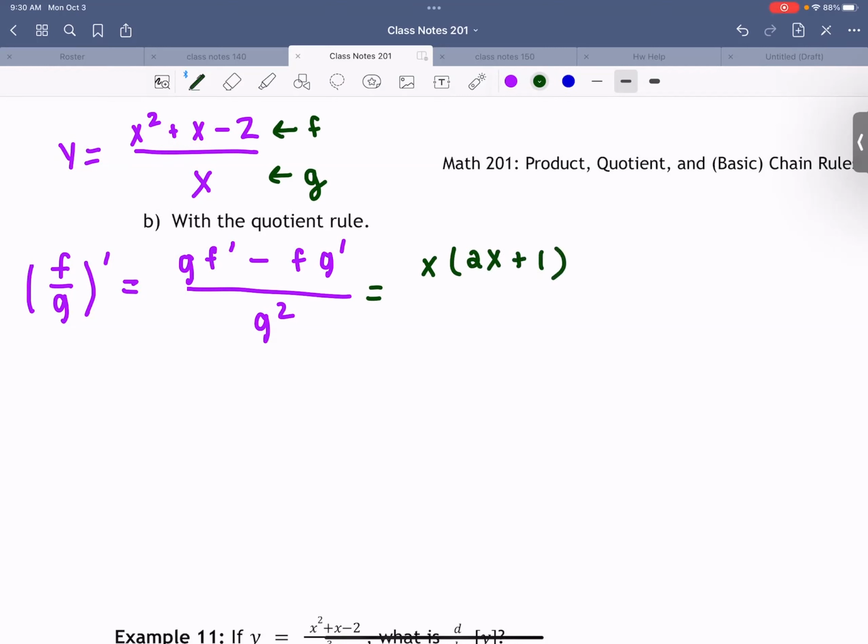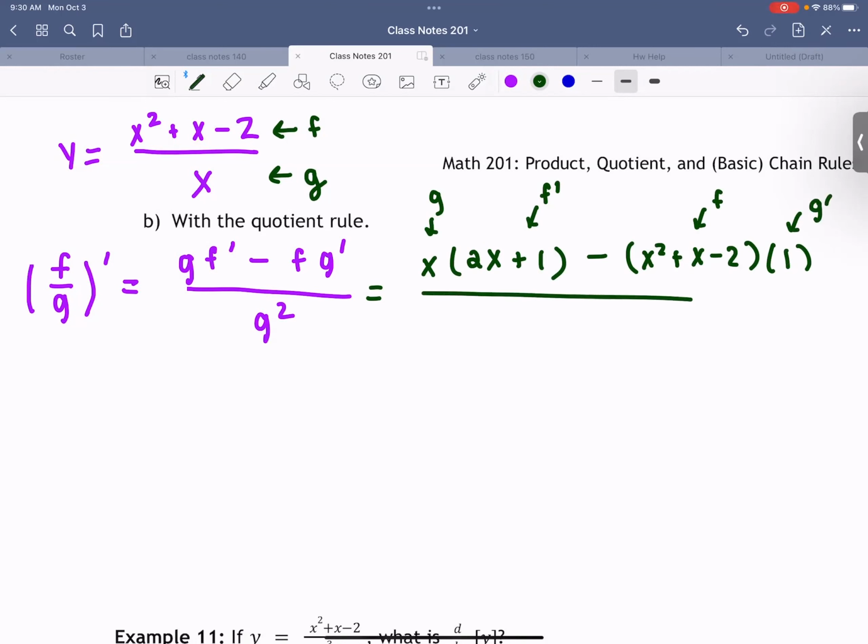2x plus 1, good. Okay, so that was g, that's f prime. f is x squared plus x minus 2. What's g prime? 1, good. So that one was f, that one's g prime. And this is all over g squared. g is x, so we just have to square.